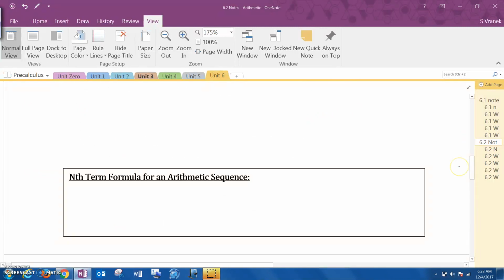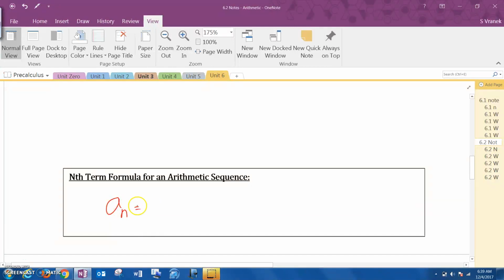Now you should realize that if I want to know some term of an arithmetic sequence, think about it this way. If I start at 1 and then I'm going up by 2s, to get to the 5th term, I had to add 2 how many times? Well, I had to add 2 4 times, because I'm at 1 and I want to get to the 5th term. There's 4 differences that happen.